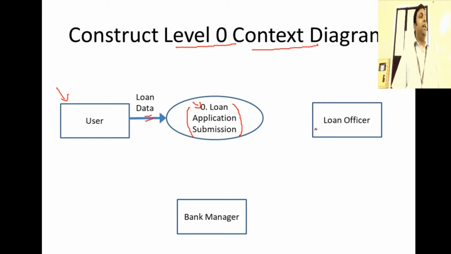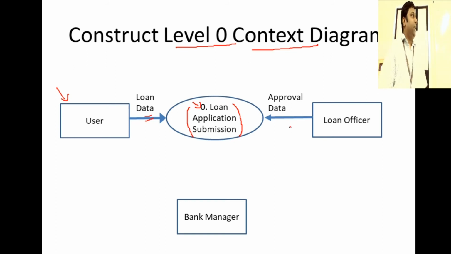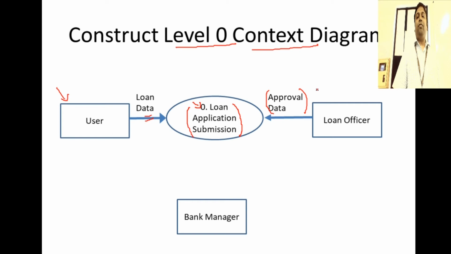officer, is he sending some data to the system? What does the loan officer do? He approves the loan. So when he approves the loan, obviously he gives his own ID, timestamp of approval for a particular loan. There will be a status change for the loan. So loan officer, what data does he add to the system? Approval data, like which officer approved, what is the timestamp of approval.